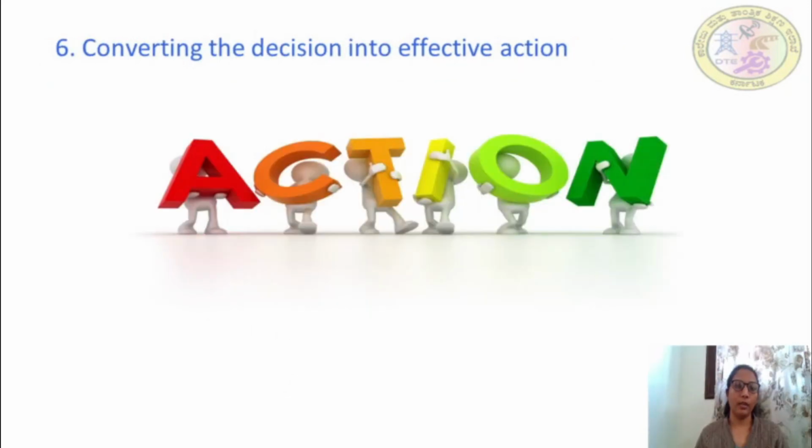The sixth step in decision making is converting the decision into effective action. This step involves communication of decisions to employees. Decision must be communicated in clear and unambiguous terms. All necessary efforts should be made to secure employees' participation in some stages of decision making. Association of employees in decision making not only enhances the acceptability but also improves the quality of the decision.